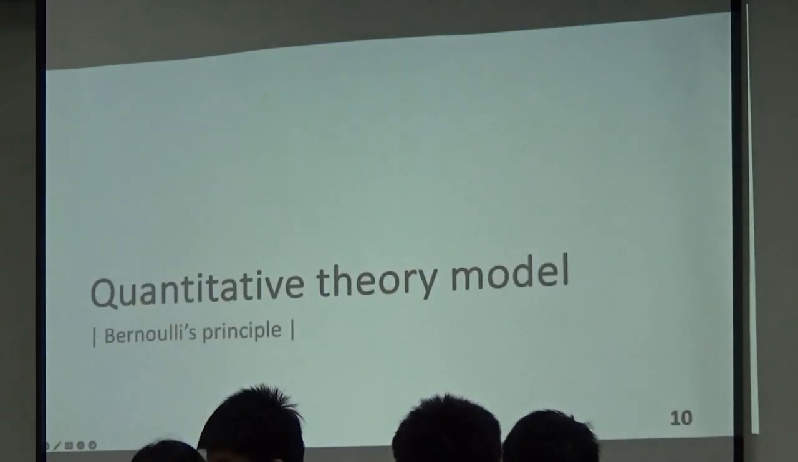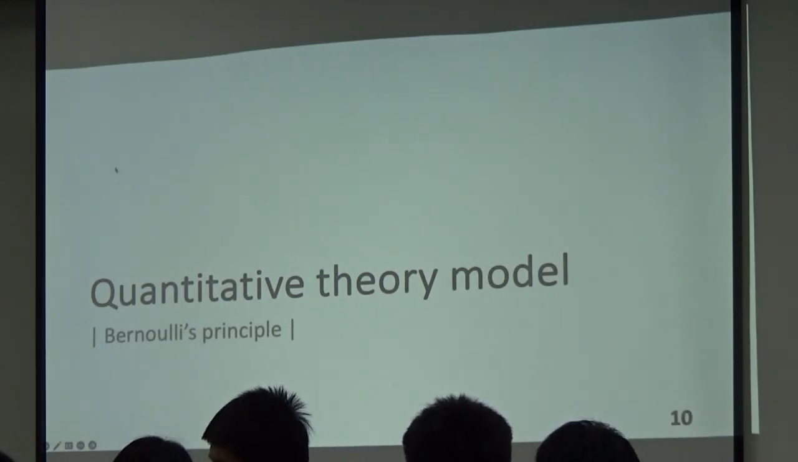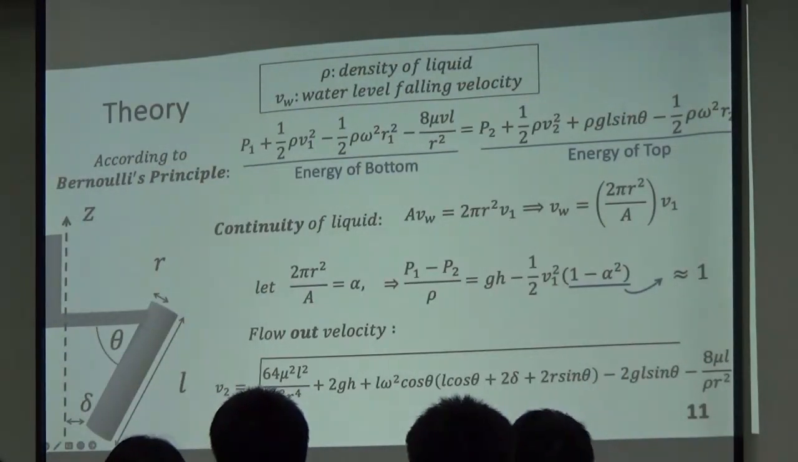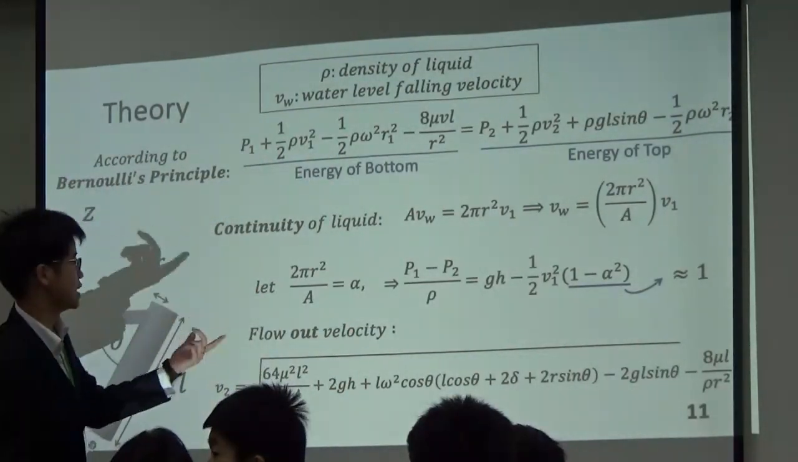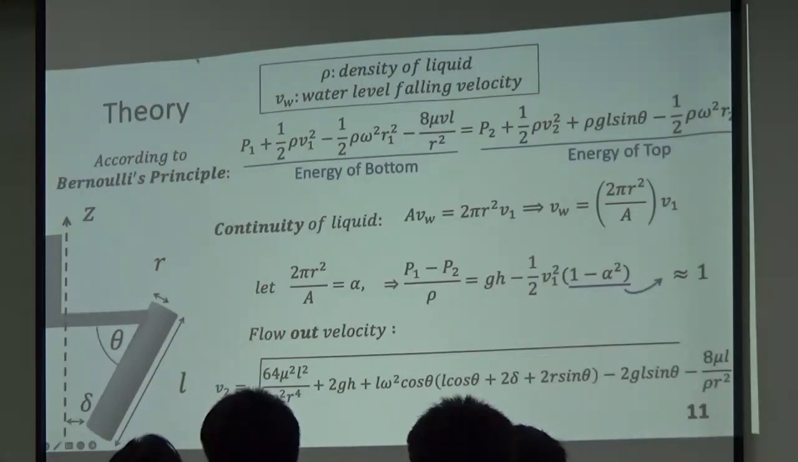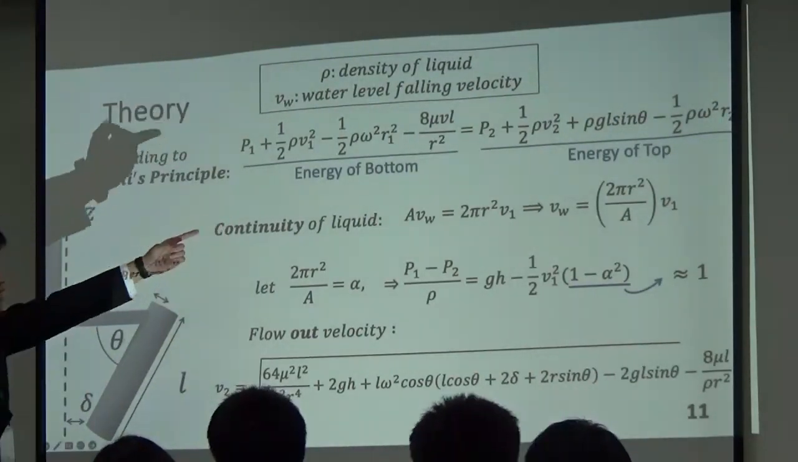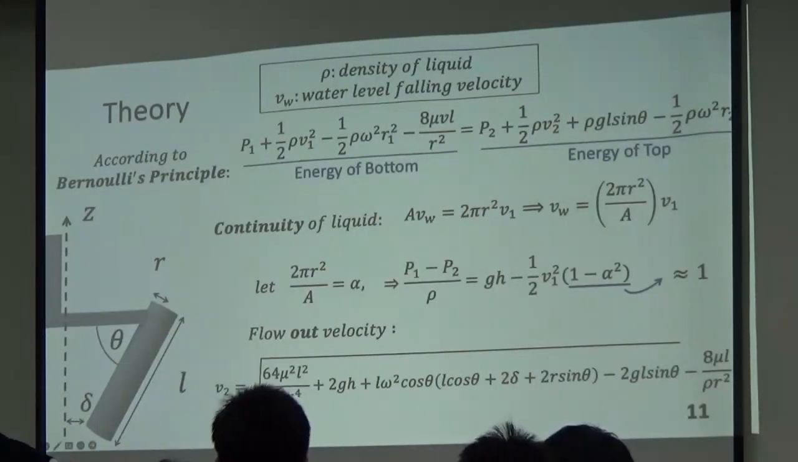And then I will talk about the quantitative theory model, which I use to develop this principle to calculate my theory. And according to Bernoulli's principle, the energy of the bottom will equal the energy of the top. And here we consider the dissipation, maybe the energy loss or the friction between the straw and the water, and also some deviations that may be caused. We have considered it, and also we have considered the viscosity of the water here.